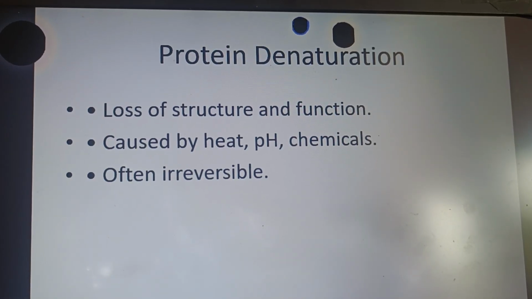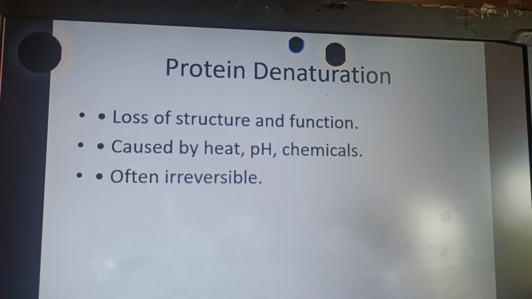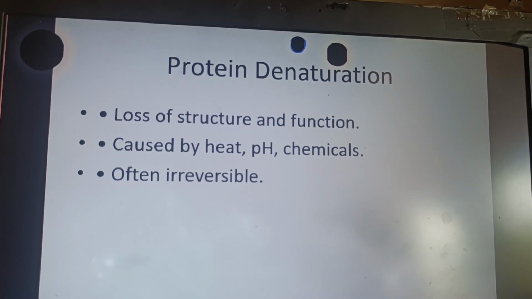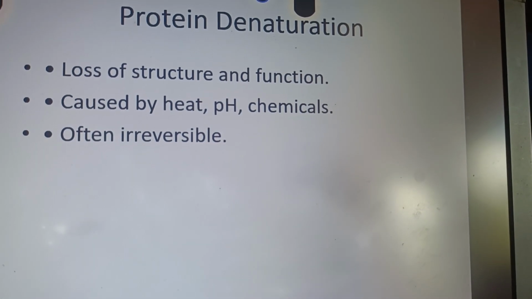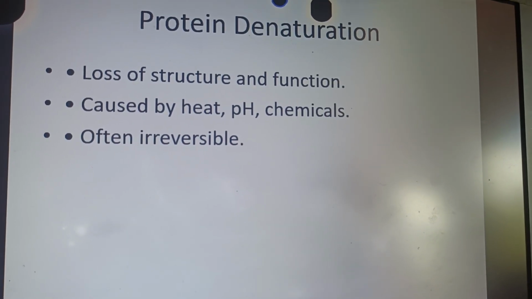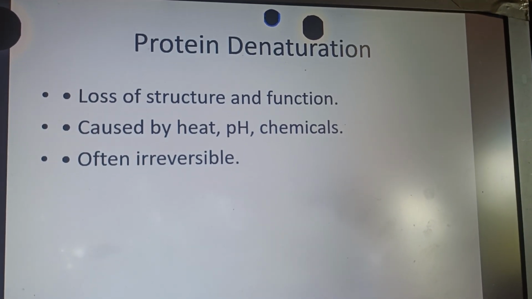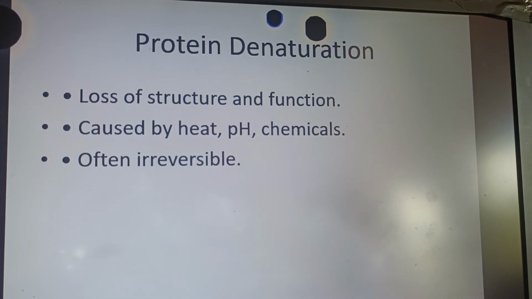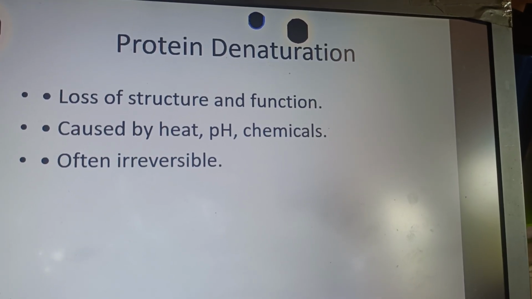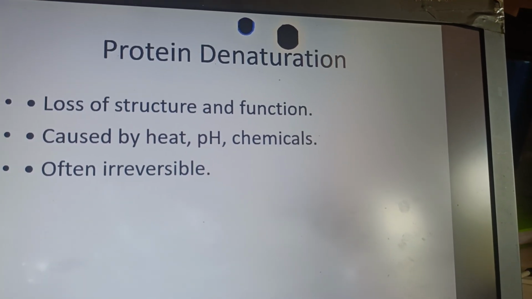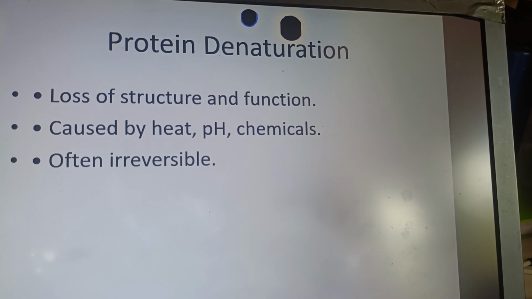We have also protein denaturation. There are so many factors which can make proteins be denatured, after which they may not function. They can lose their structure and their functions. After being denatured, they can lose their structure and function in the body. Denaturation can also be caused by heat, pH, or chemicals. The last one, often denaturation of proteins, once it has been done, it cannot be reversed.